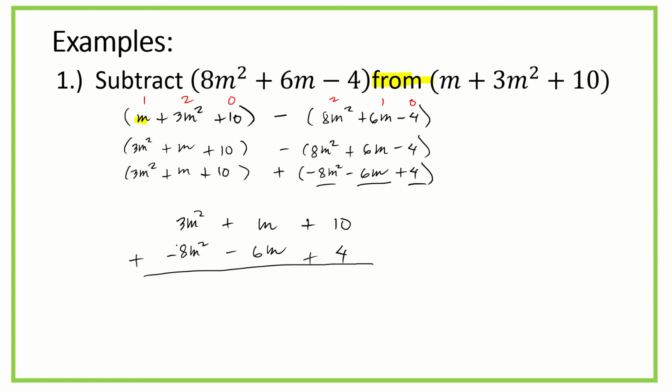Then you just have to add: 3 plus negative 8 is negative 5. Then copy m squared. Here, there's an imaginary 1 there. So 1 plus negative 6 will result to negative 5m. Then 10 plus 4 is 14. So this is now our final answer.